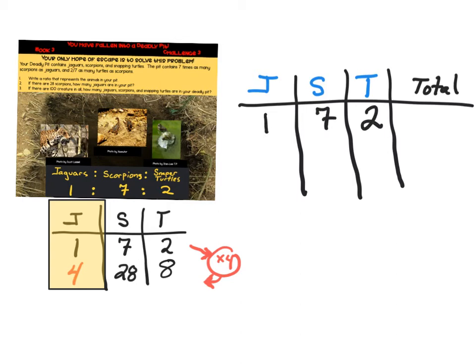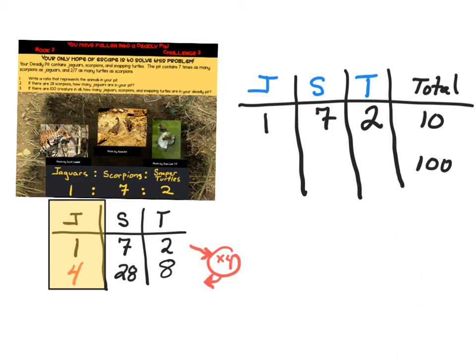And now what I want to do is look at this and see how many there are all together. So if I've got 7 plus 2, that's going to give me 9, plus 1 will give me 10. So altogether, with this ratio, there would be 10 critters in this deadly pit. That's the ratio, right? So now I want to find a proportional ratio that will give me a total of 100 creatures, right? So that's really simple. I'm going to just write 100 right here.